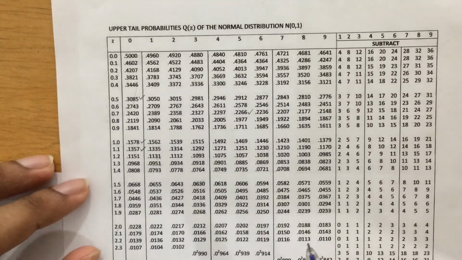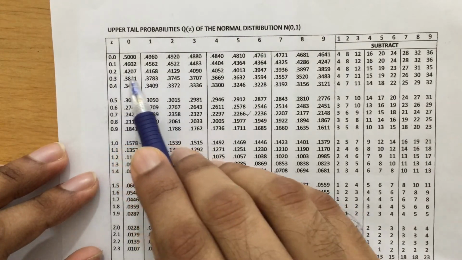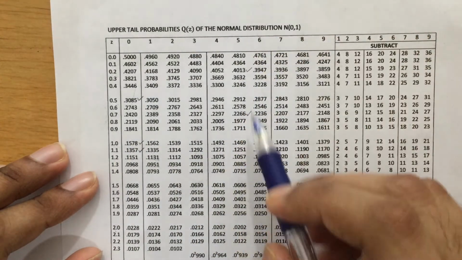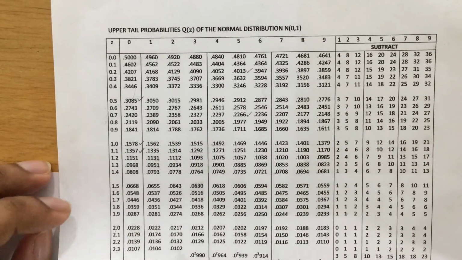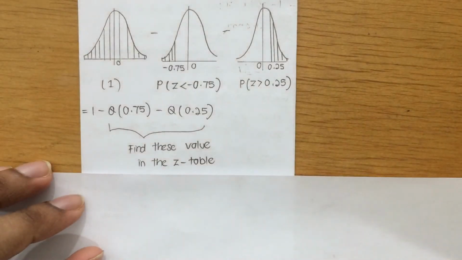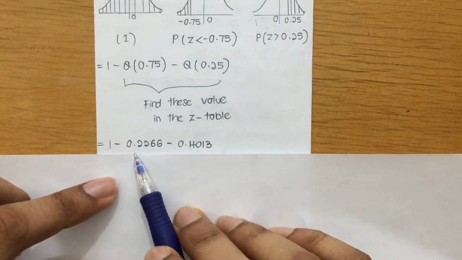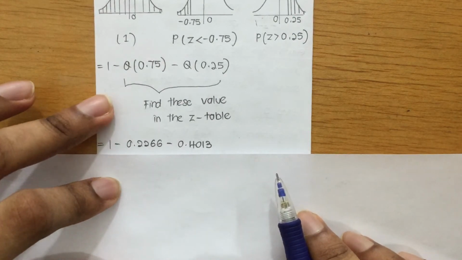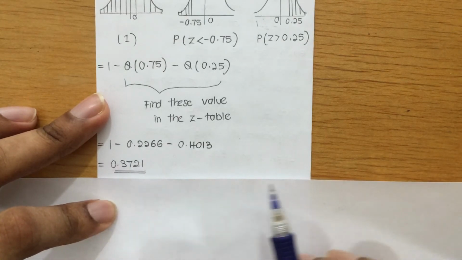Okay, moving on to the second, you need to find 0.25. Okay, this is your 0.2. So you pull it over at the 5. So you will have 0.4013. Okay, these two values you write in your respective working, guys. Okay, back to our solution. So from here, 1 minus 0.2266 minus 0.4013. From here, you should get your answer 0.3721. So this will be your answer.